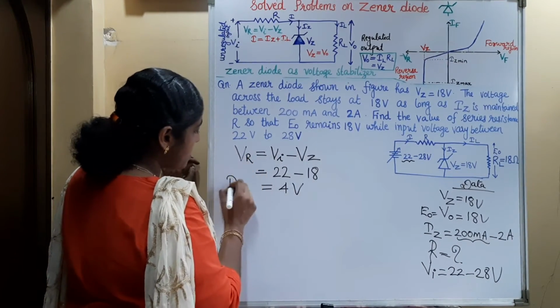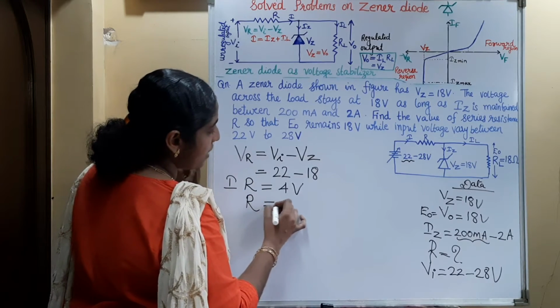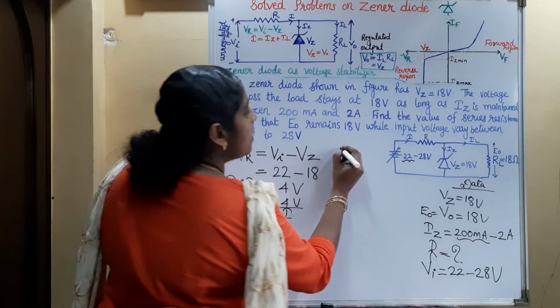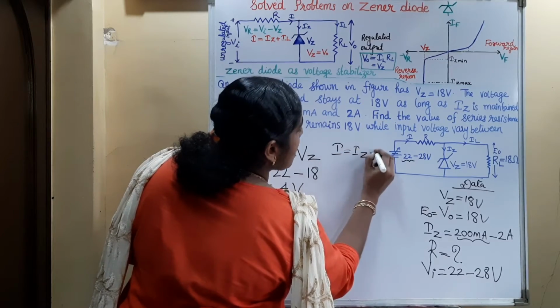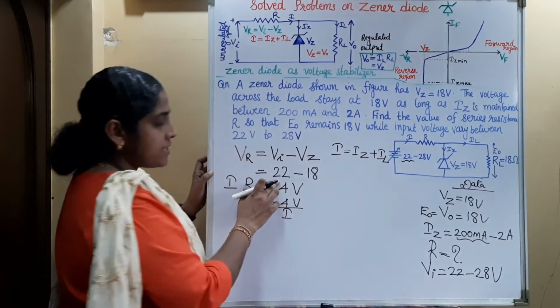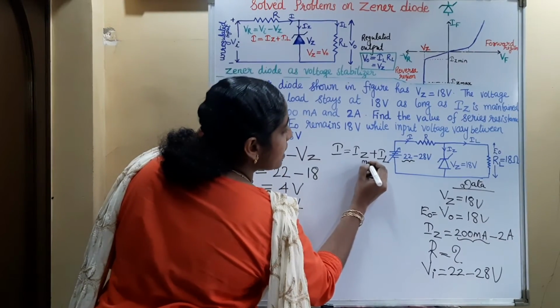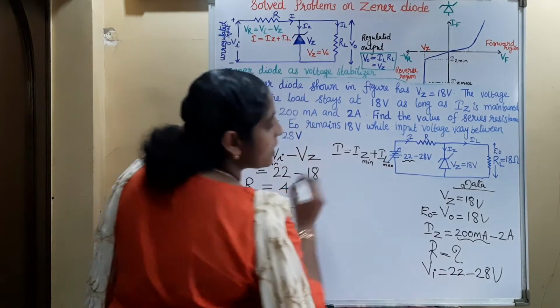Then voltage across the series resistor is IR. So the value of resistance R equals 4 divided by I. And I is the total current, that is equal to Iz plus IL. Here we have considered the minimum value of input voltage, so here the Zener current will be minimum. If the Zener current is minimum, the load current is maximum.